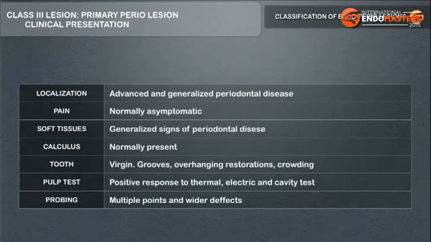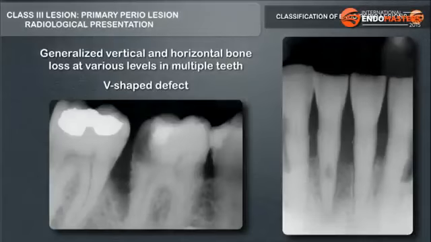Pulp tests are very important. As there is no pulp infection, there is a positive response to thermal, electric, and cavity tests. Periodontal probing usually reveals multiple points of wide and conical defects. When a local factor is present, a deep narrow defect can also be observed.